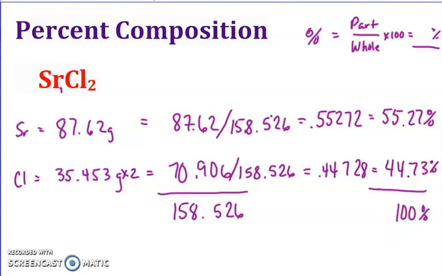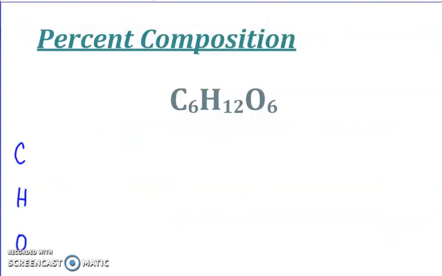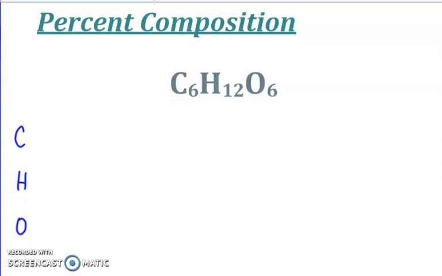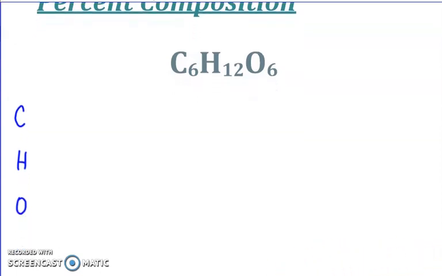Then I asked you to come up with the percent composition of glucose. So let's go ahead and check to see how well you did. Now we've got one carbon. Let me get a pen here. We've got carbon, we've got 6 of them. So we'll take carbon, which is 12.0107, and we're going to multiply that one by 6.